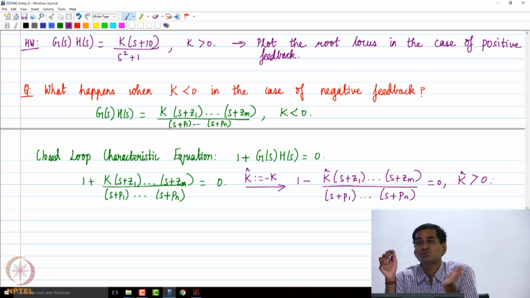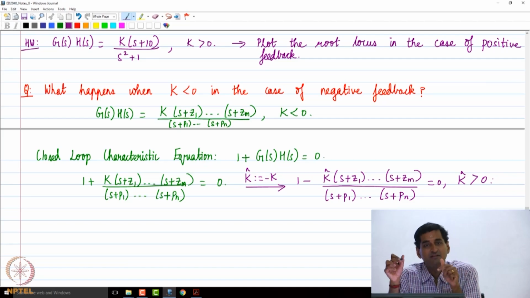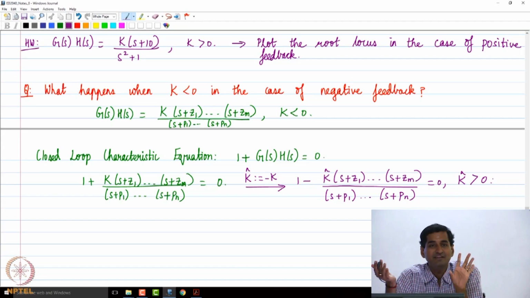See, this looks like a closed loop characteristic equation of a pseudo positive feedback system with a positive parameter k hat. Physically the original system is negative feedback, but this is basically a pseudo positive feedback system with a positive gain k hat. You follow the same steps that we learned today in the case of positive feedback and positive gain.